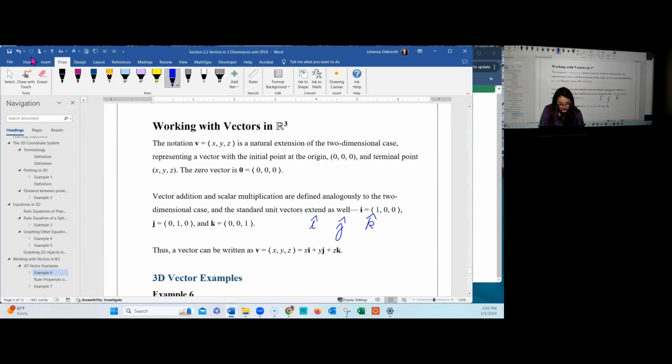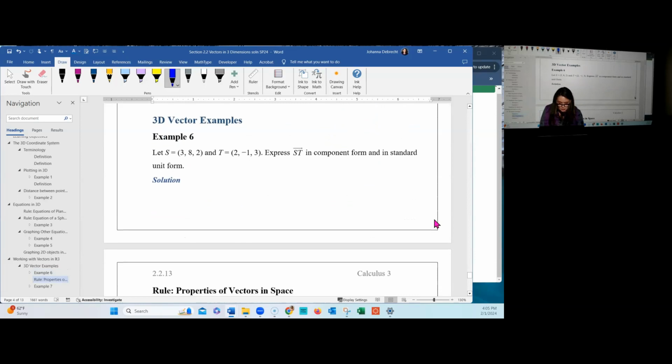Let's take a look now at some of our 3D vector examples. So let's start with this one. We want to express ST in component form and in standard unit form. So that's in terms of i, j, and k. So ST has to start at S and end at T. So remember that the arrow is going in the direction that it's pointing. So the initial point is S, the terminal point is T. Then we take the terminal point minus the initial point.